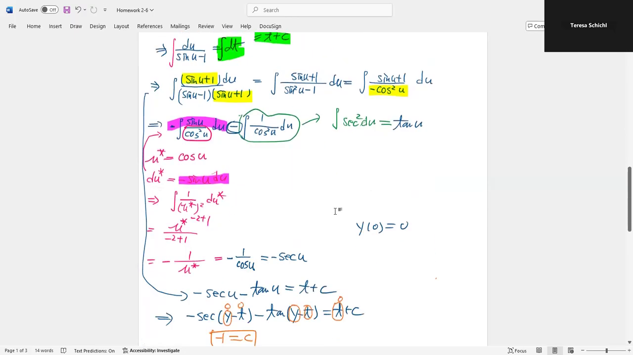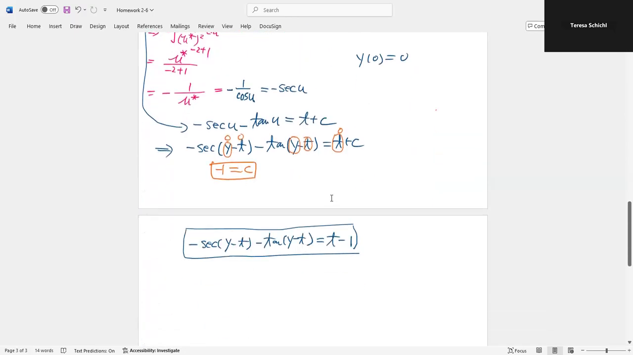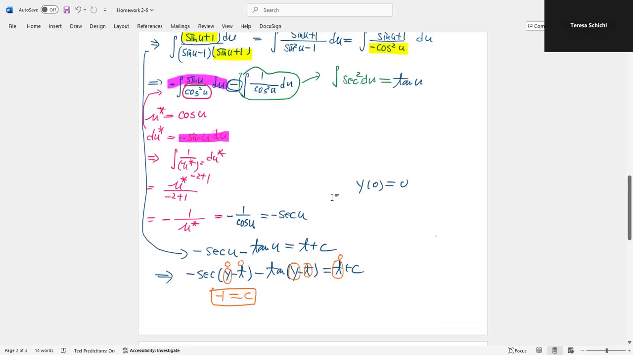And I like this problem. It's not a hard problem, but we learn a different methodology, right? It's a substitution. I hope this will help you with your homework.